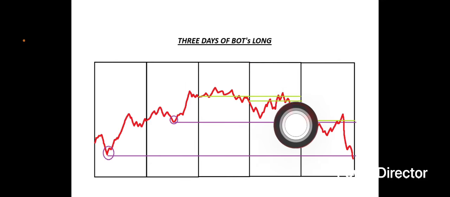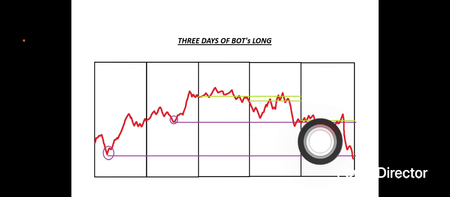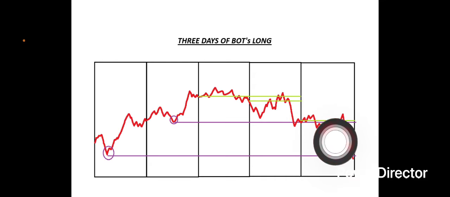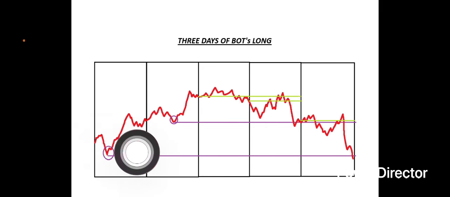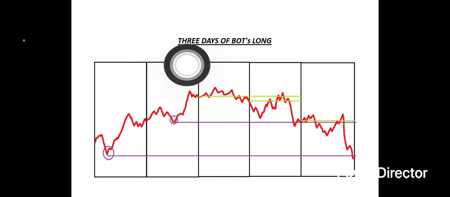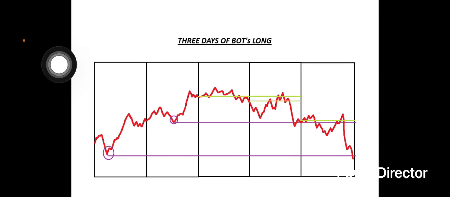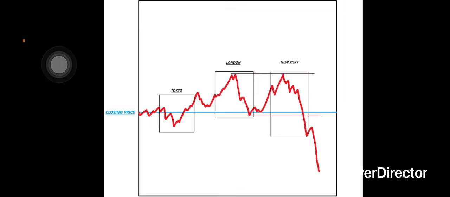The next day, you can see we dump down in London. London puts in a low, and then we pump back up into the New York open, back into the high of the current day. And then this market dumps and takes out that initial low that was put in place on this first day. Okay. So the market always needs that pump.